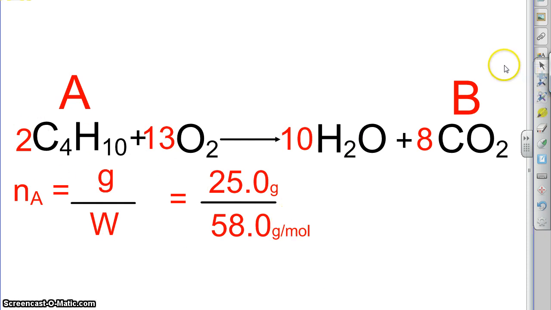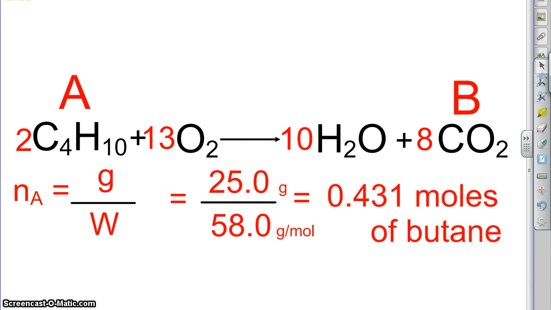I cannot say that enough times. Do not count coefficients when you're calculating the molar mass. This W, you can cover up any number out in front. You do, of course, look at subscripts like we always have, but not coefficients. So that's where our 58 comes from. You divide those and you get 0.431 moles of butane.